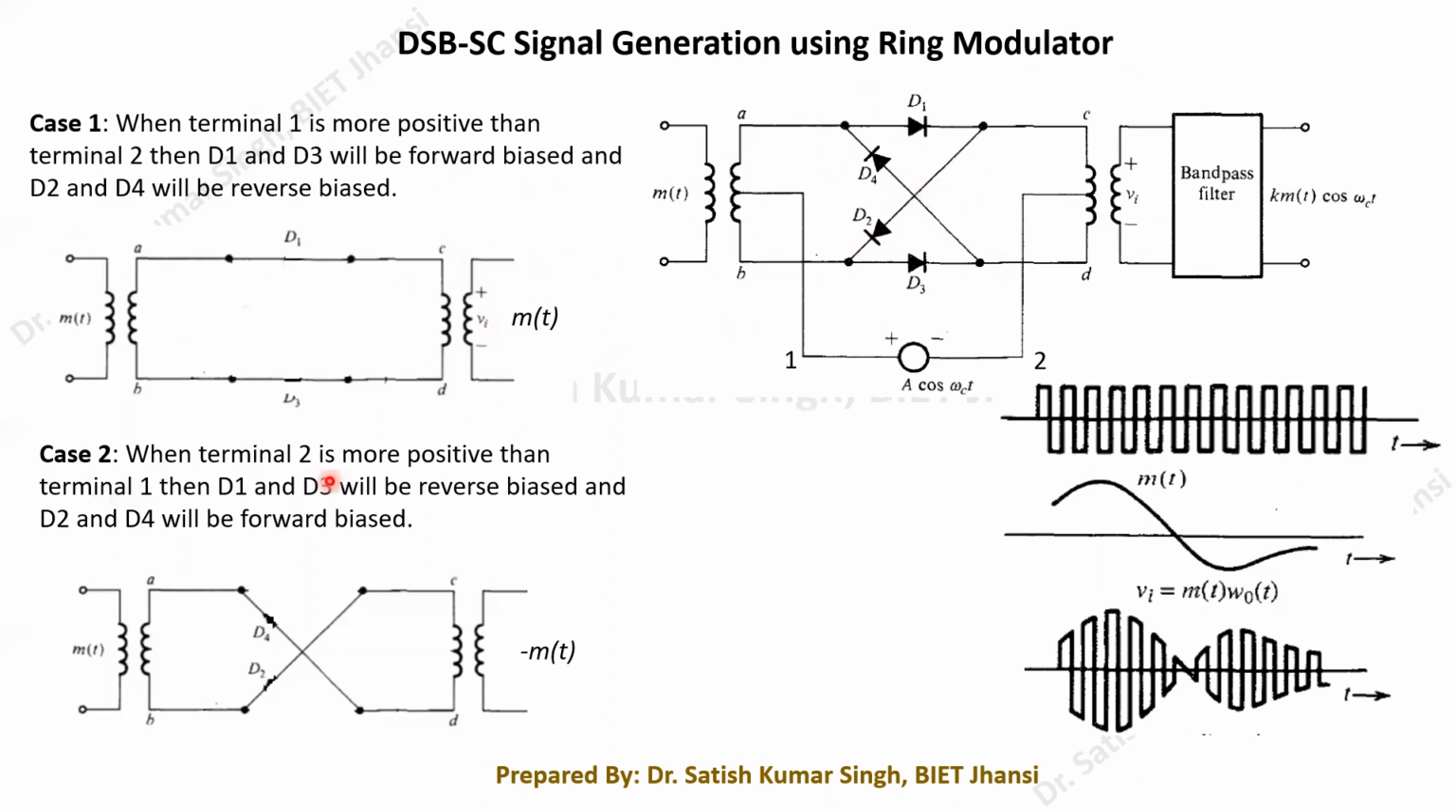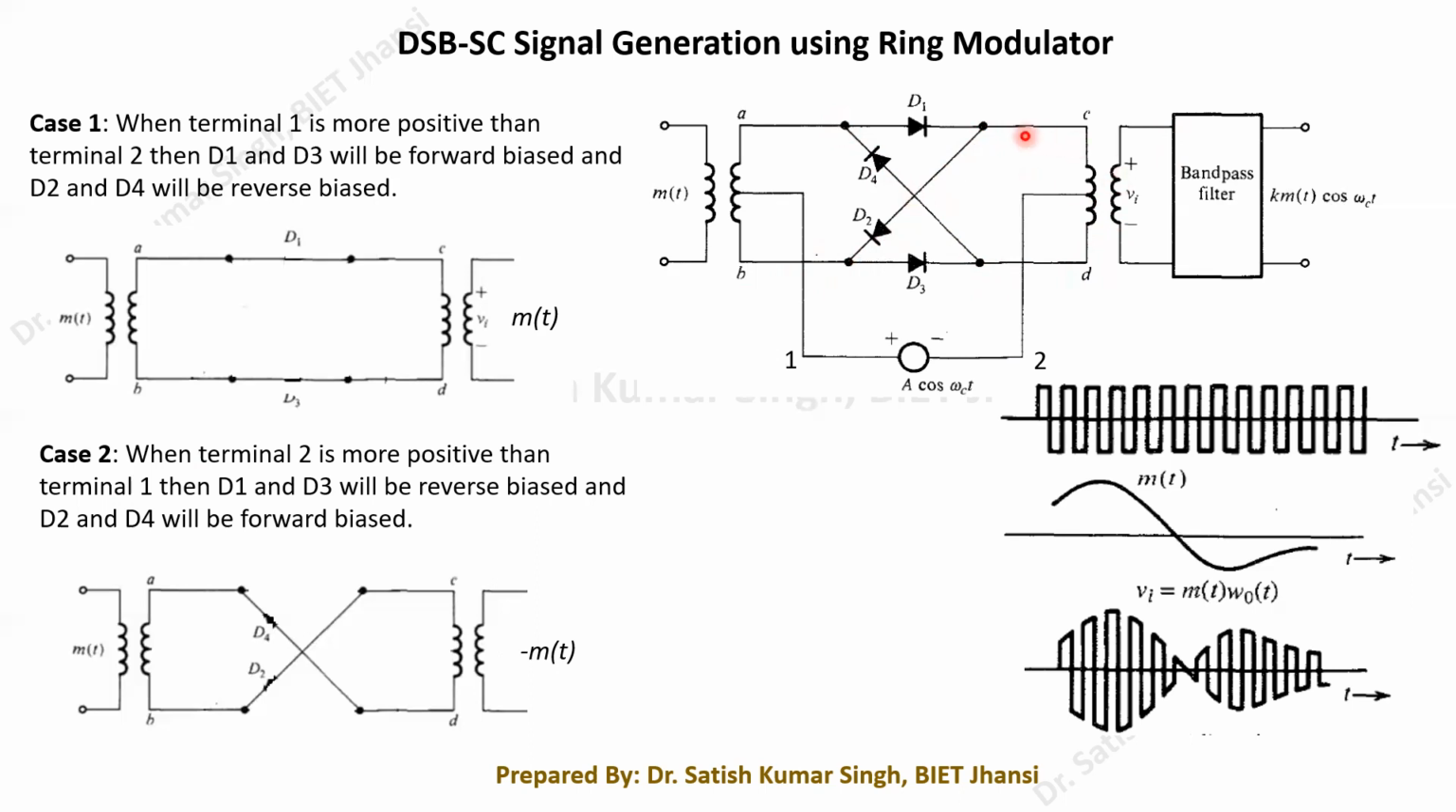Now we have to consider case 2, when terminal 2 is more positive. This means we are talking about the negative half of the square wave. In that case, terminal 2 is more positive and terminal 1 becomes negative. This is positive and this is negative, and it is connected to this terminal, so this diode D2 will be forward biased. Similarly, again this is positive, so this diode D4 will be forward biased.